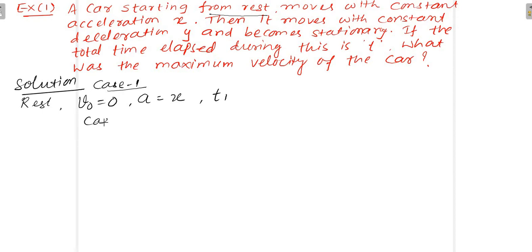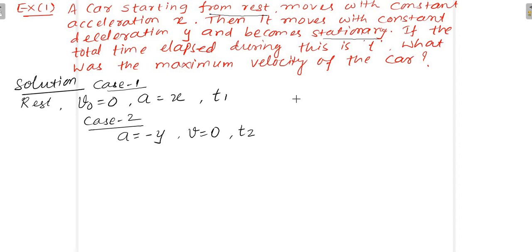Now case 2. After t1 seconds, what is going to happen? It moves with constant deceleration. So speed has reduced now. So acceleration is now negative, minus y, deceleration. And then it becomes stationary. So what I know is the final speed in this case is 0. And let us say this happened for t2 seconds. So the total time was t1 plus t2.